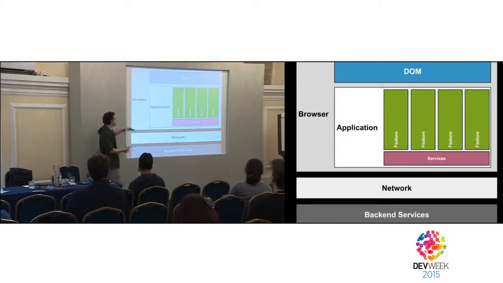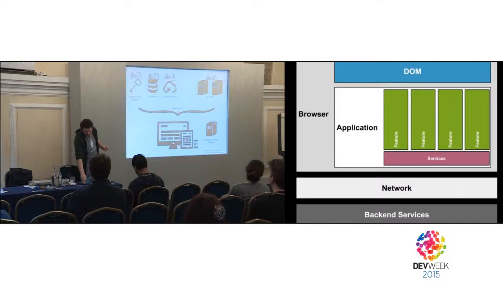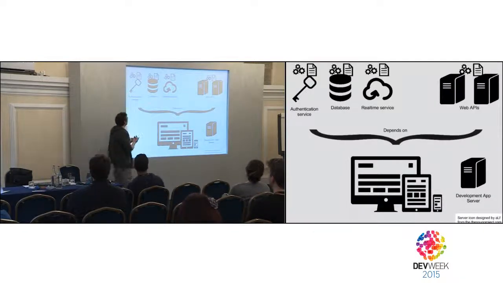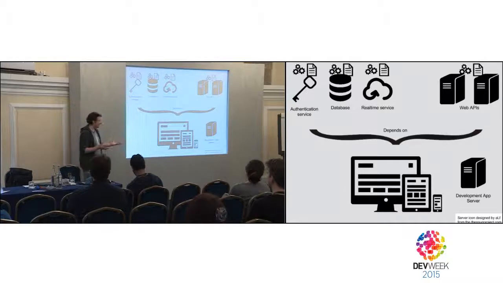So we've got our application split into features, and we introduce this services layer. The benefit of this is, when you've got a very complex application, you're going to have a bunch of dependencies. In this case, authentication, databases, real-time services, web APIs. Even to get started, you need all of these things with their own runtimes and their configuration set up and running. I'm pretty sure that people have started a new job and it's taken them a week to get their development environment set up. It's a complete waste of time because you need to install and configure all of these things.